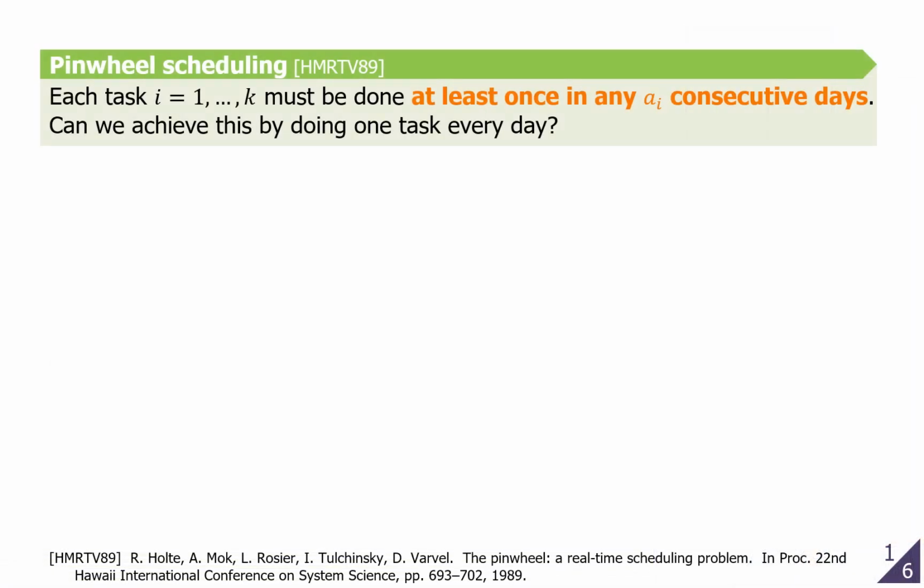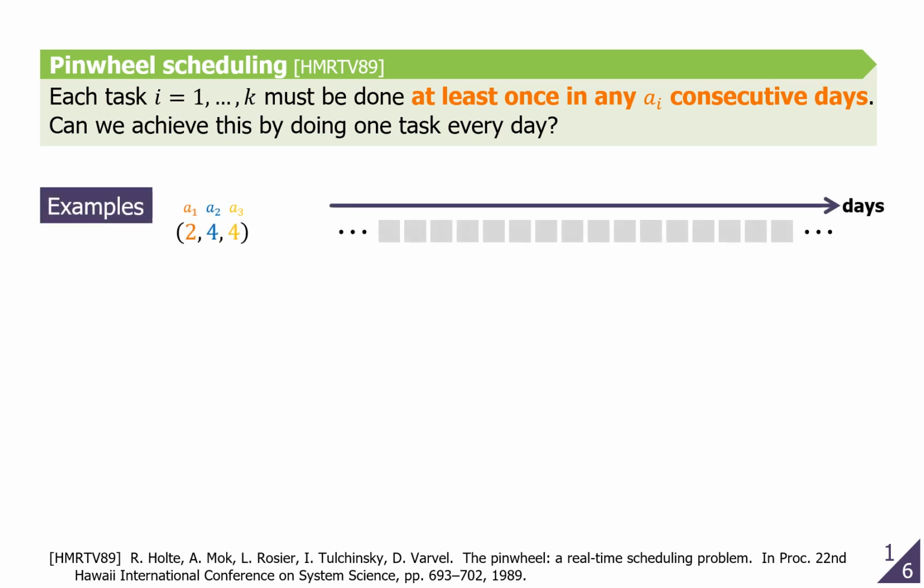We have k tasks, and we select one task to perform each day. Each task i comes with a number a sub i called its period, and it means that this task must be performed at least once every a sub i days. For example, in this instance, the red task must be performed once every 2 days, while the blue and yellow must each be performed once every 4 days.